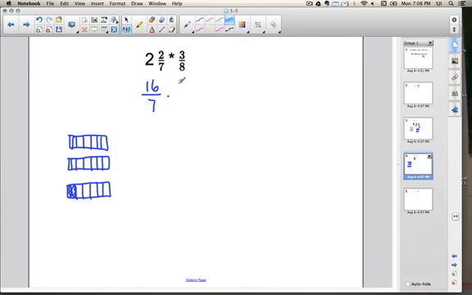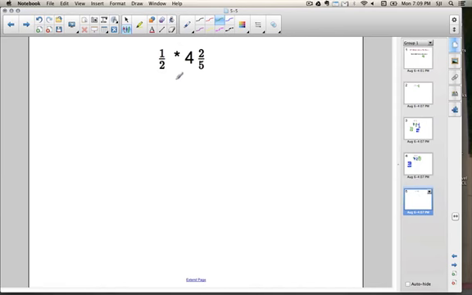16/7 times 3/8. Remember in that last example I showed you how to look diagonally and see if any of the numbers share anything in common? 7 and 3 don't have anything in common, but 8 and 16 do. 8 goes into both of them. 8 goes into 8 once, and 8 goes into 16 twice. Now I'm going to use these new numbers when I multiply. Remember, you're going to multiply the numerators together. 2 times 3 is 6, and 7 times 1 is 7. That answer is in simplest form. You can't simplify that anymore. There you go. The answer is 6/7.